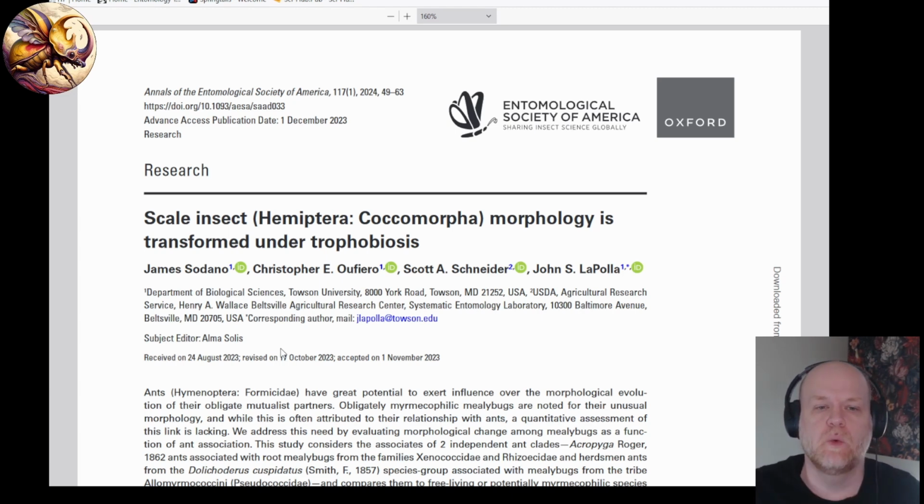And specifically, they are talking about trophobiosis. So these particular insects that I just showed you, these scale insects, are symbiotes with ants. And ants keep them like humans keep cattle or pigs. And there's this ant agriculture that goes on, which you may not have known about.